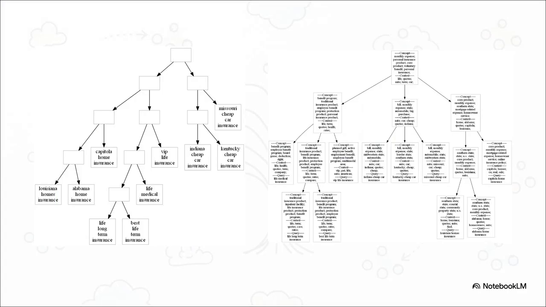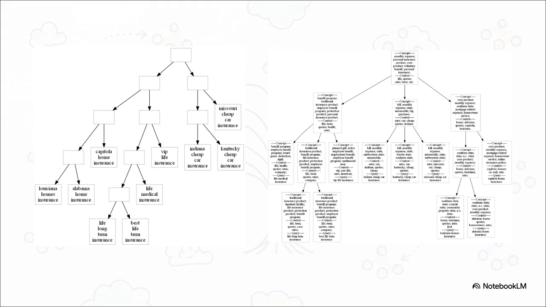Let's stick with that online ad example for a second, because it's a great one. Researchers at Microsoft had this problem. The old way of clustering, which you see on the left, created these really rigid binary trees. Look at how similar phrases like Indiana cheap car insurance and Missouri cheap car insurance end up on totally different branches. It just feels wrong.